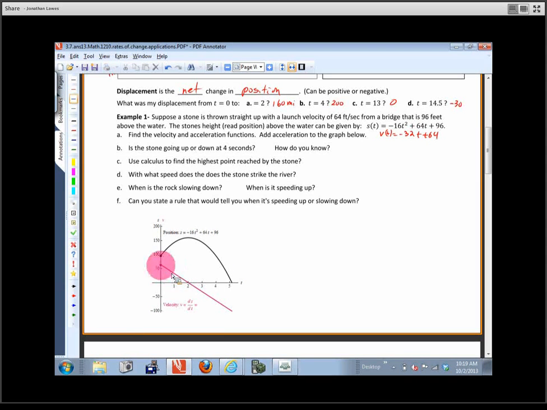Does it make sense as to why this graph is shaped the way it is? If this is the velocity graph, that means it crosses at 64, about right there, and then notice it's linear, and it's got a negative slope, so it's going down 32 feet per second. And then let's find the acceleration function. So the acceleration function would be negative 32.